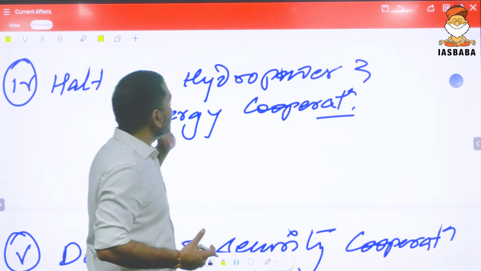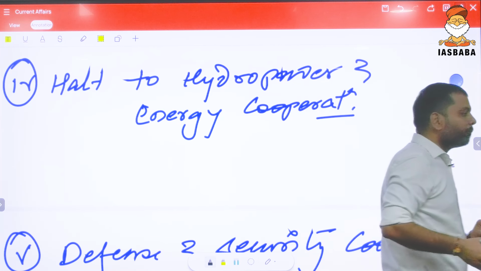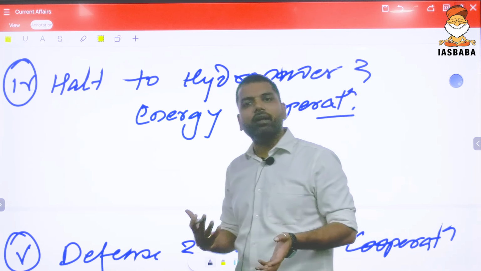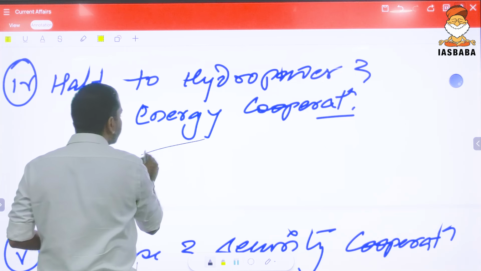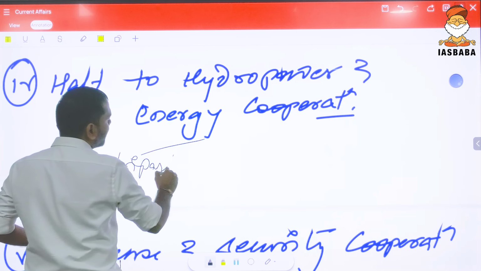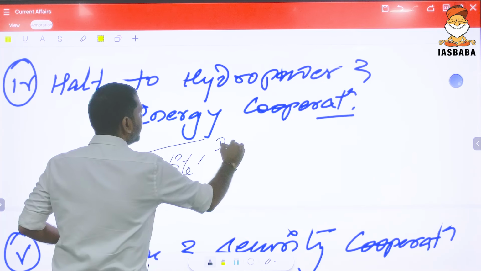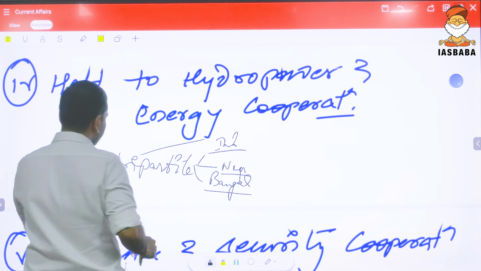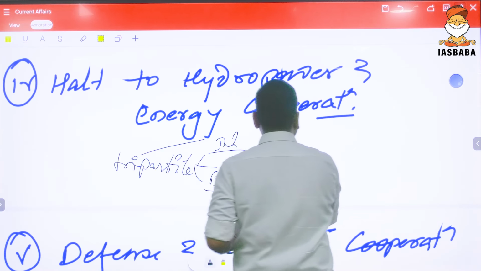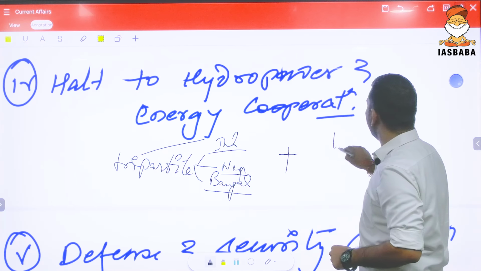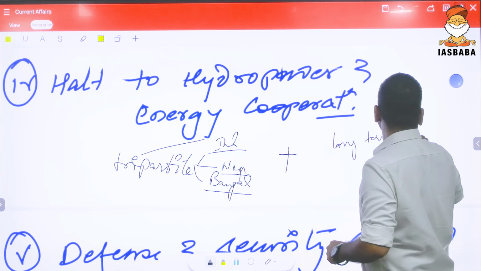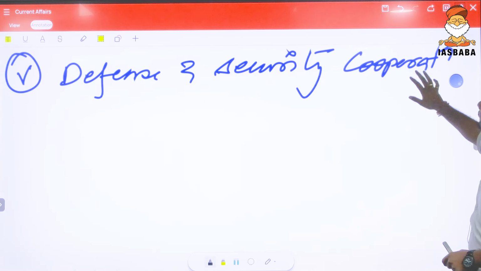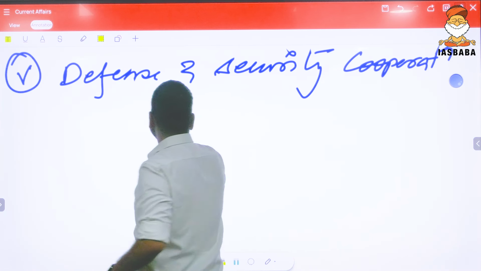And then there is a halt to hydropower energy cooperation. There is energy cooperation going on, like we have a long-term trade partnership with Nepal, plus a tripartite agreement between India, Nepal, and Bangladesh. So this also gets impacted. Nepal actually exports electricity to Bangladesh, and the next thing is that we have a long-term energy deal with Nepal. This also gets impacted. And then there is defense and security cooperation, like we have exercises like Surya Kiran.